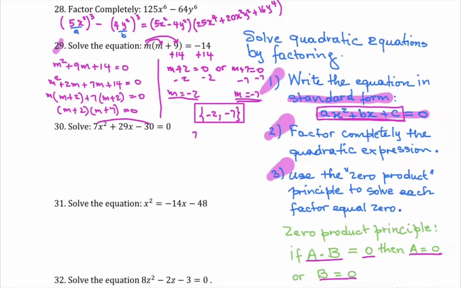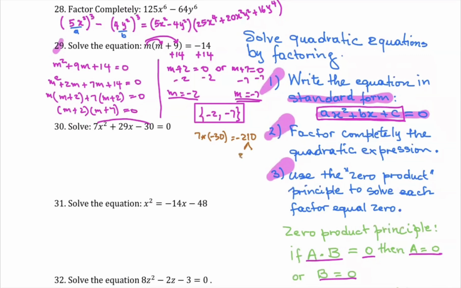Seven times, change color here. 7 times negative 30 equals negative 210. So negative 210, we need two factors that add up to 29.